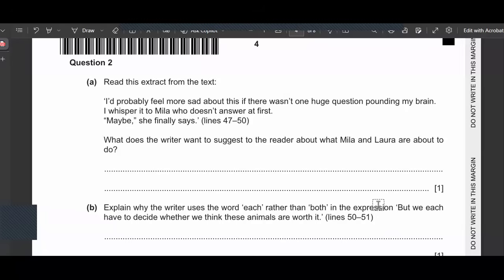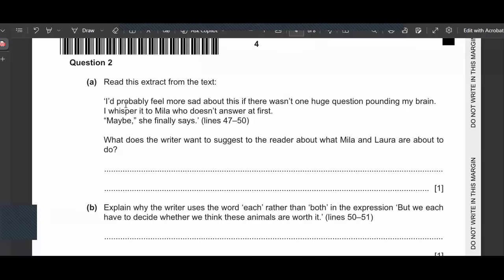As far as the structure of the questions for this part is concerned, usually we are given a few chunks from the original text and we are supposed to answer with reference to the given text. So, question number 2A says, read the extract from the text.